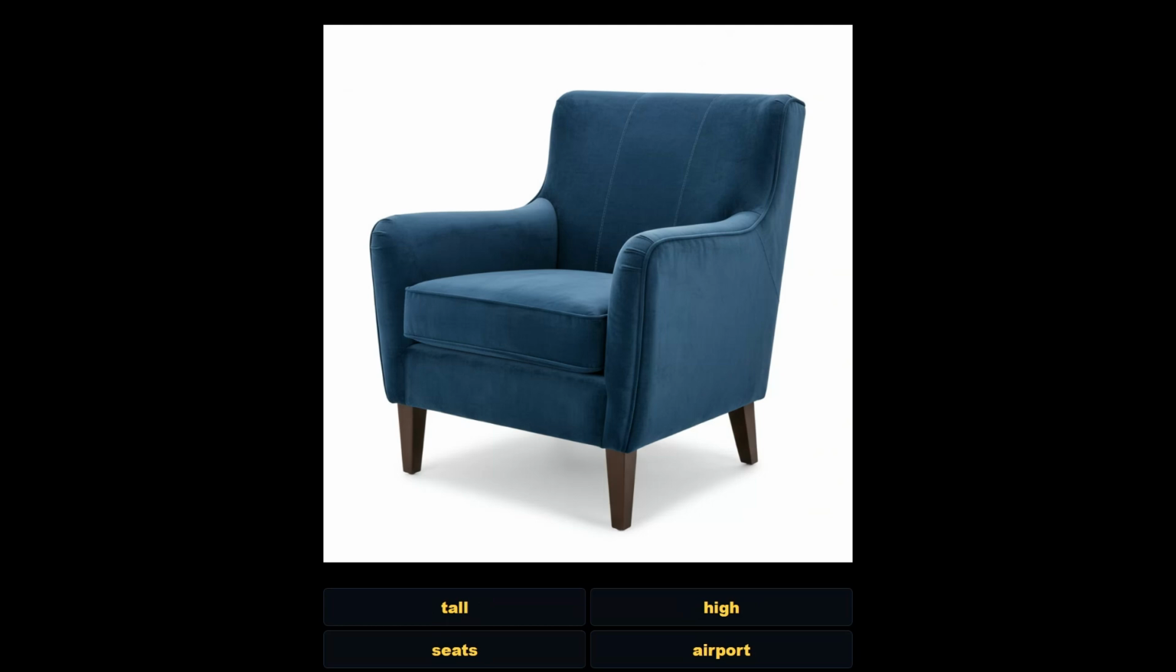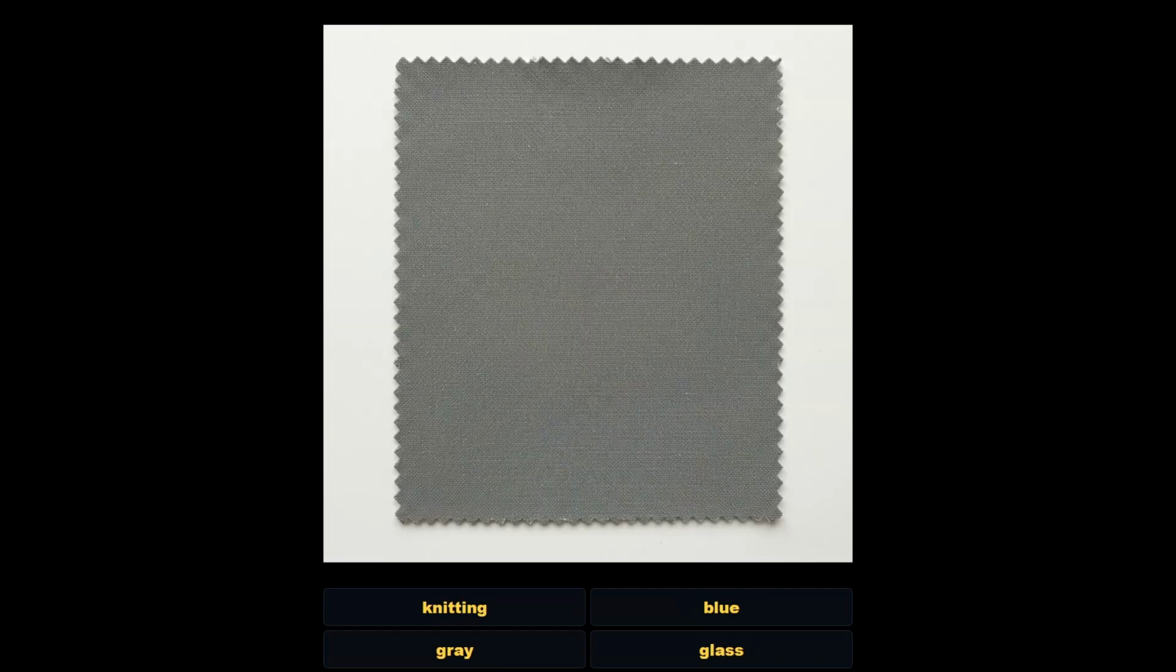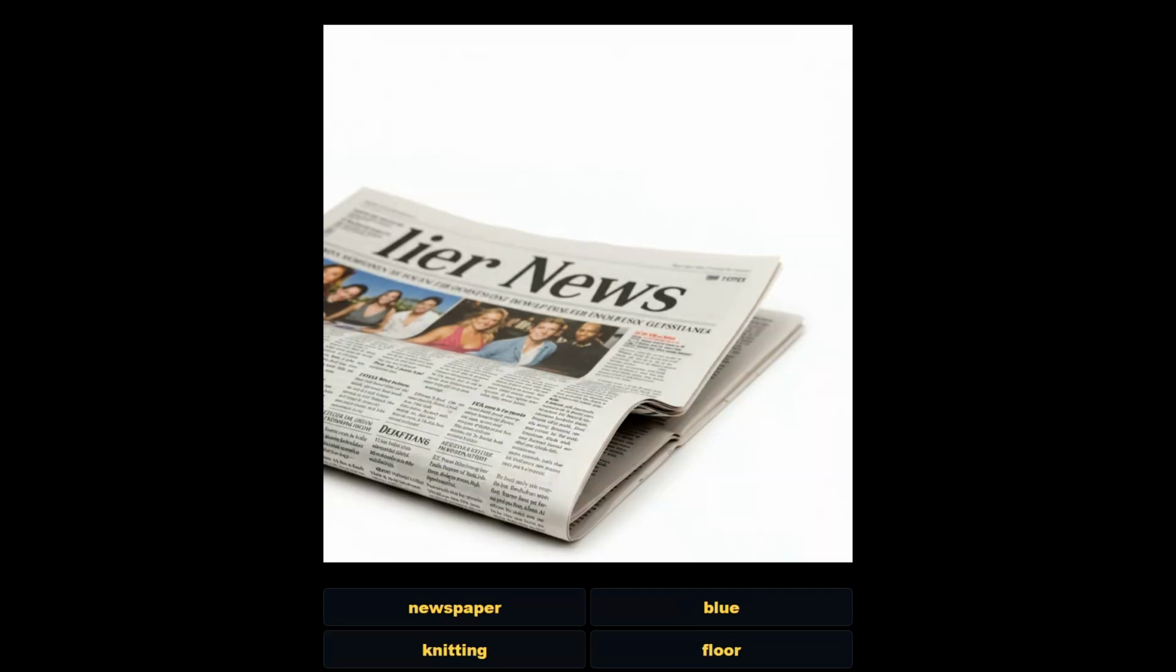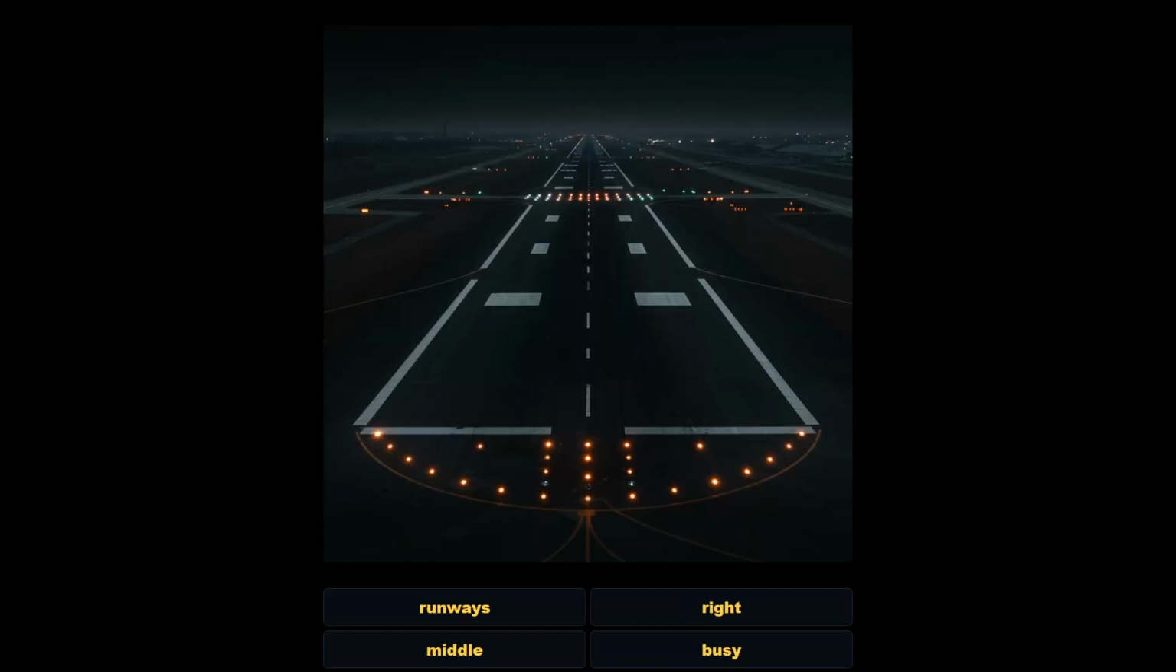What is that? That is a seat. Seat. Or you can have many seats. What is that? That is gray. That is the color gray. What is that? That is a newspaper. What is that? Those are runways. Runways at an airport. Runways. What is that? That is the color yellow. Yellow.